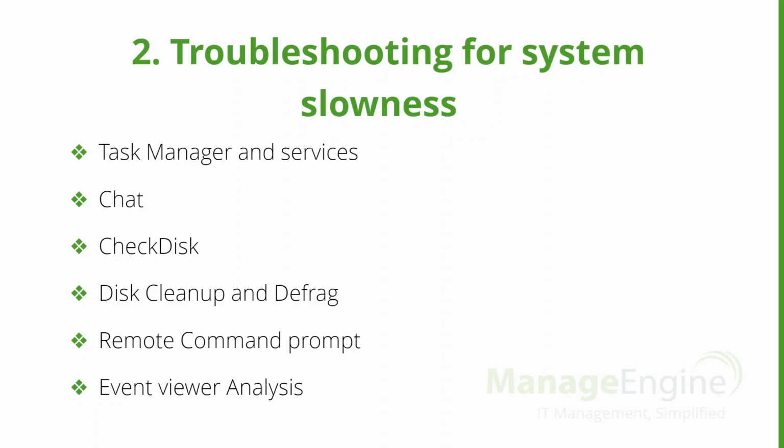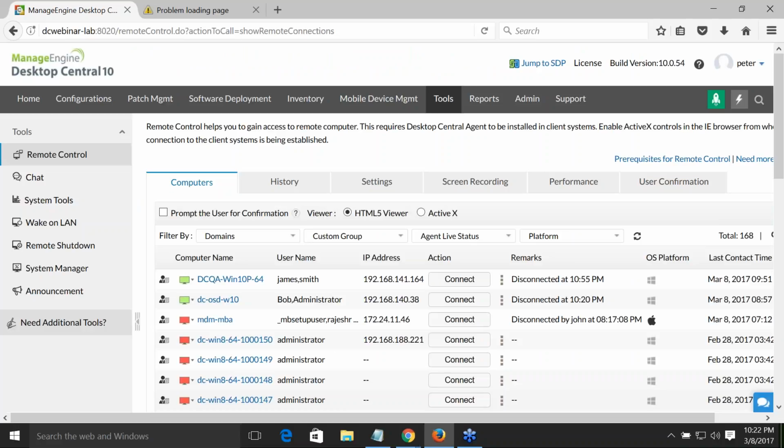In case of system slowness, there are different sets of troubleshooting. First and foremost, we check the task manager to see which process is consuming high CPU or memory, and you can also check the services. We also have built-in check disk and disk cleanup for hard drive performance improvement, and we have recently launched remote command prompt and event viewer logs. Let me take you to the product and show you how you can make use of these tools to do offline troubleshooting.